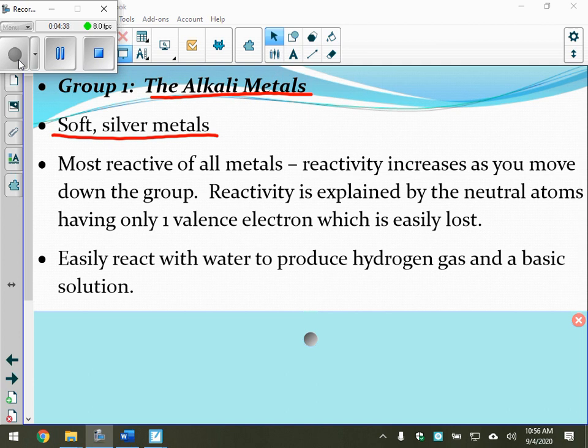It's also true for group 2 as well. It's just that they're not as reactive as group 1. Group 1 is always the most reactive. They can easily react with water. I'll show you that, to produce hydrogen gas and a basic solution.